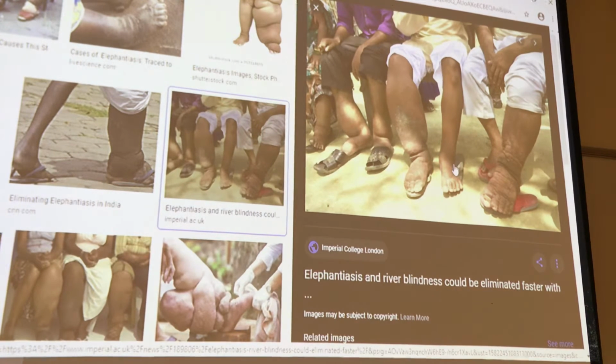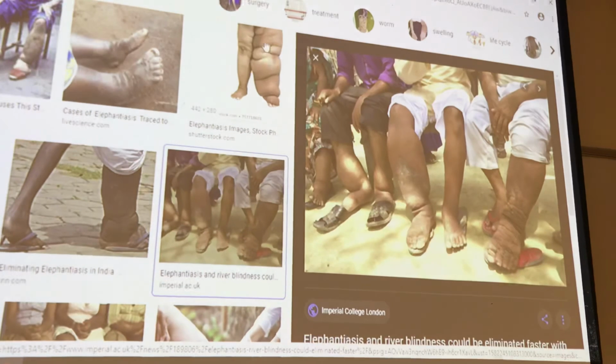Yes? That picture up there with that lady, big leg, yeah. Right. How does that happen the same way with obese people?